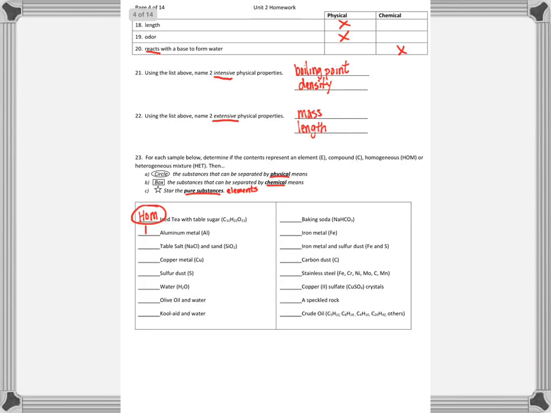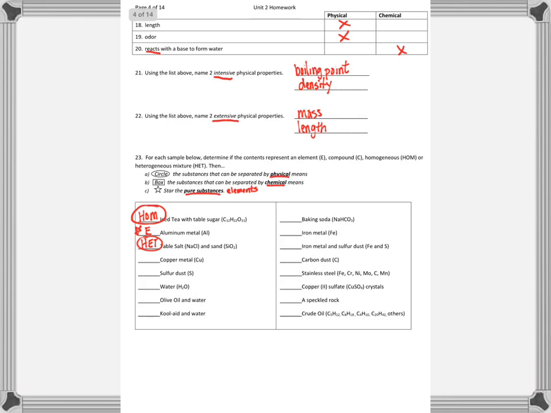Aluminum metal, that is an element, so it's pure. So in this case, oops, sorry, I put the wrong thing. I'm going to write E for element, but this is a star, because again, I can't separate it. Table salt and sand mixed in together. We should be able to tell the difference between those, so that would be heterogeneous. And I can separate it by physical means, so I put a circle around it.